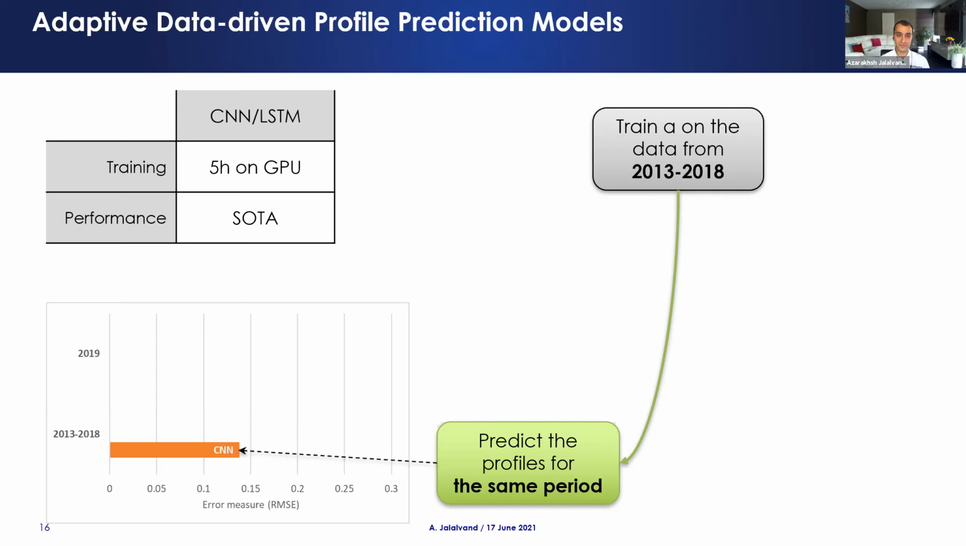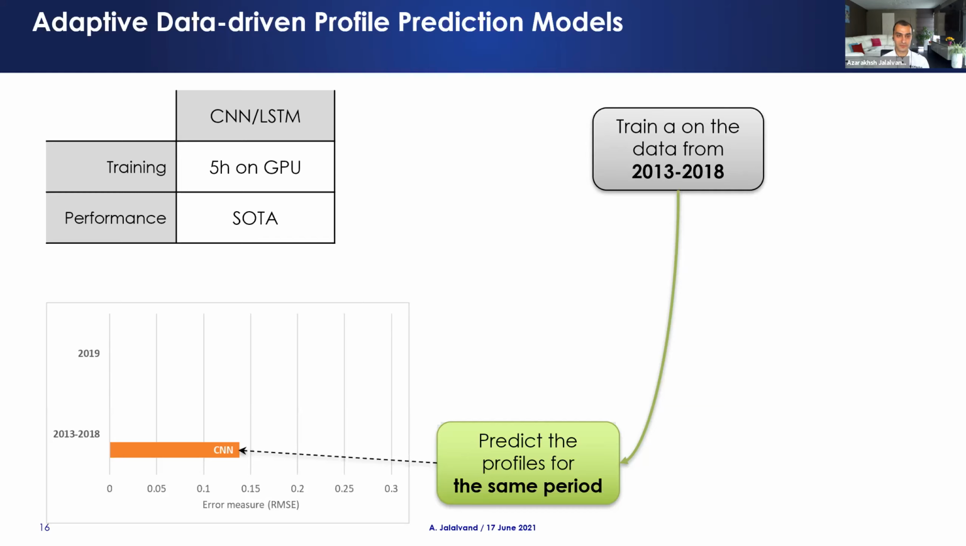First of all, training a ConvNet and LSTM on this data set took like 5 hours on high performance computers on GPUs. And in the plot below, you see the error measure when we applied this trained model on the same data set and the same campaign of 2013 to 2018. Well, let's assume that it is very good prediction. So the error measure is actually very low.